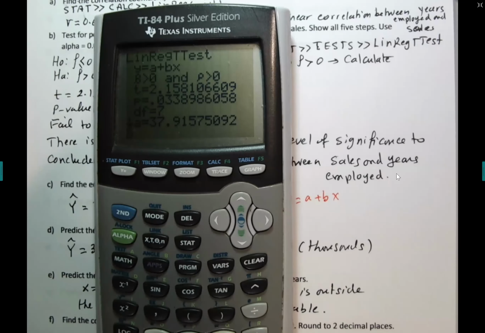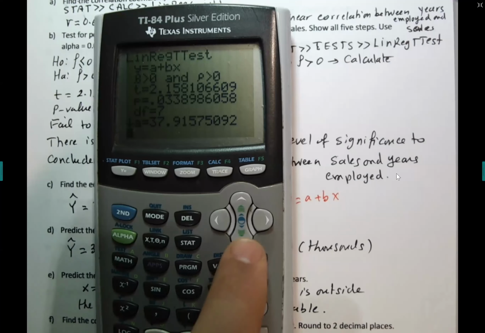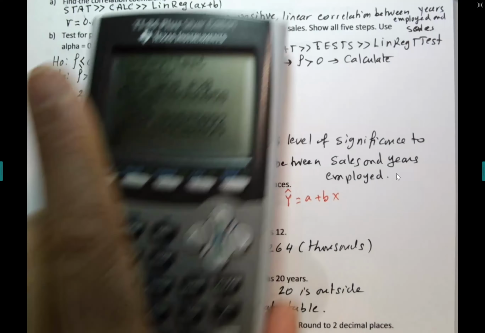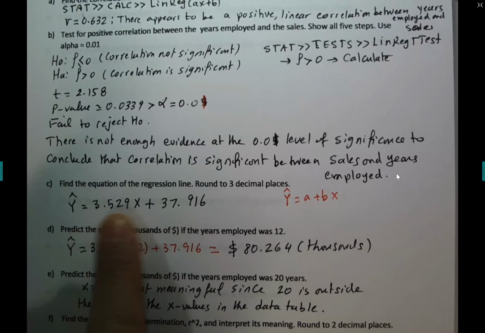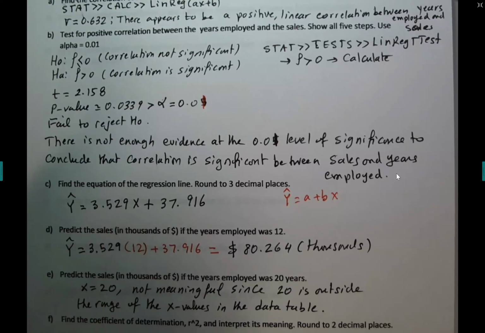Okay, what's A, guys? He says 37.916. And let's see what B is. 3.52. So you just plug in A and B by their values, and you get this equation. Okay, that's the equation of the regression line.